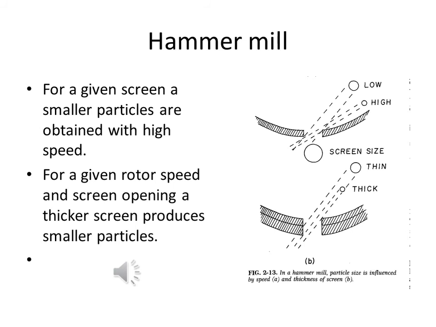يعني إذا ثبتنا الثيكنس مال السكرين، يصبح الفاكتور اللي نتحكم به to control the size of the particle هو the speed of rotation. If, for a given rotor speed and screen opening, a thicker screen produces smaller particles. So, in another case, if we fix the speed and the screen opening is also constant, the thickness of the screen will have a role in obtaining smaller particles.